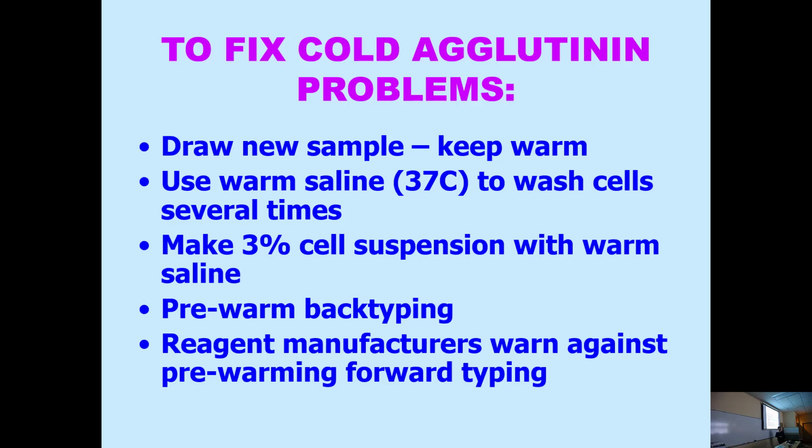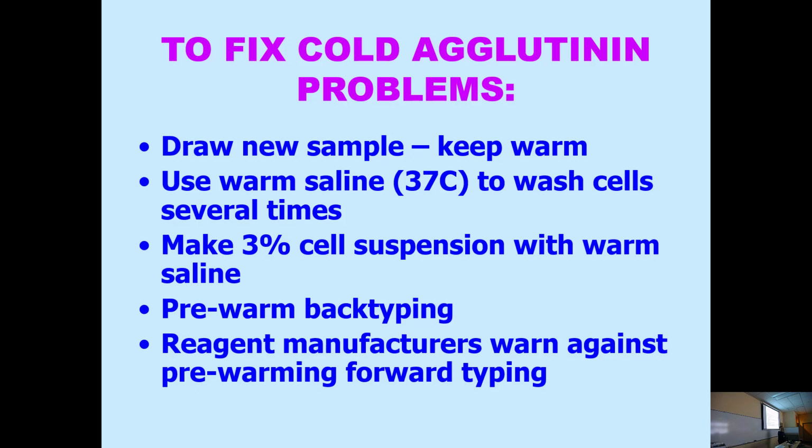So how do we fix it? We draw a new sample and we're going to keep it warm. We're going to use warm saline to wash those cells several times, make a 3% suspension with warm saline. We're going to pre-warm our back typing, meaning we're going to take the 2 drops of plasma, put it in the heat block for each of those tubes and pre-warm it before we add the patient cells.